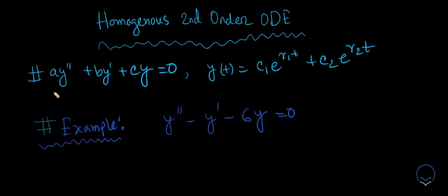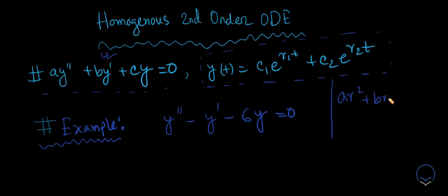So this was our equation, the differential equation, and we saw that the general form of solution had taken a form like this, where C1 and C2 are arbitrary constants and R1 and R2 are roots coming from the auxiliary equation. If you recall, the auxiliary equation for this differential equation was AR squared plus BR plus C equals to 0. And you can see that I have written down a differential equation.